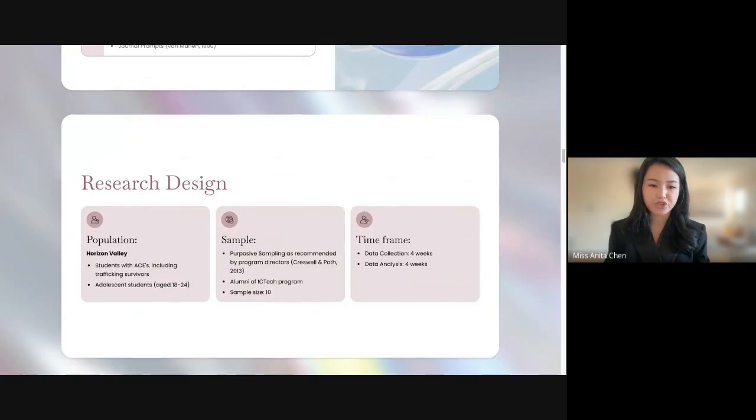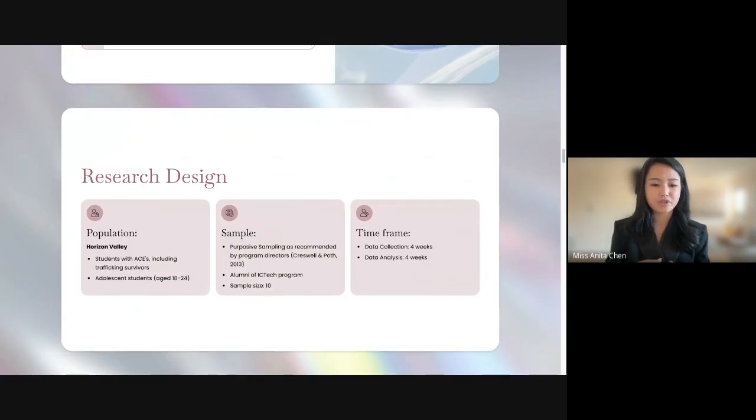As for my research design, I chose to study students who lived in the Horizon Valley. All of these students had experienced some form of ACEs, including students who had experienced trafficking. All of the students that I interviewed were alumni of the program and were aged between 18 and 24 at the time of the program.